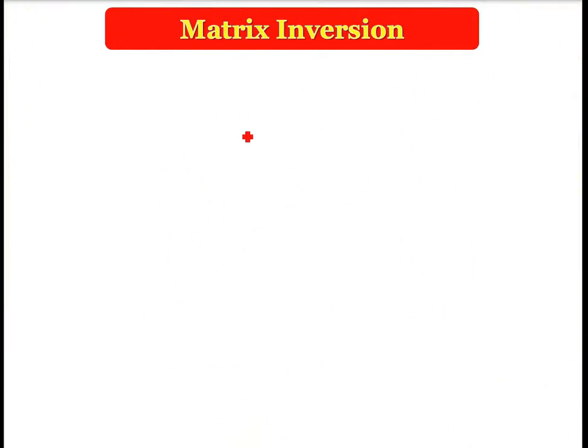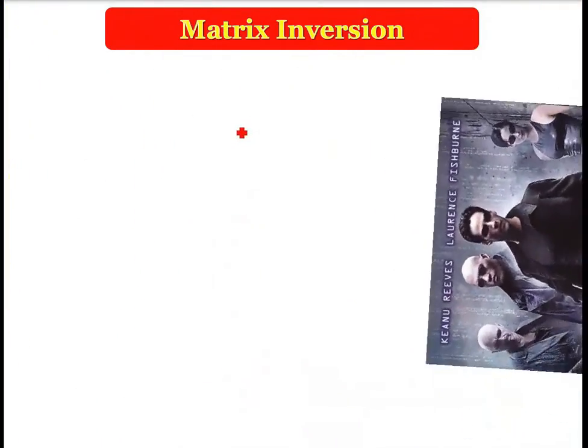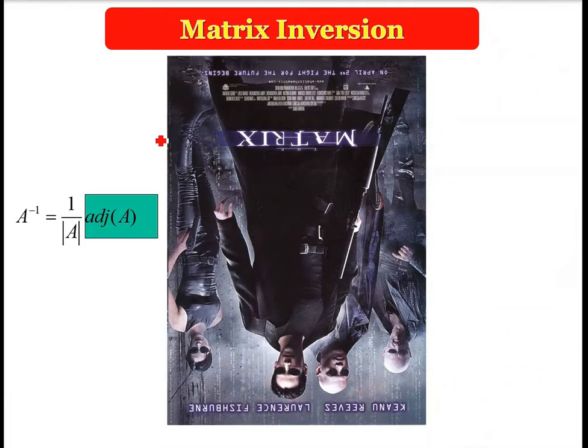Inverse of a matrix, or matrix inversion. There are multiple ways to find the inverse of a matrix. The basic one is this: you need to understand the adjoint of A and the determinant of A, and this is the inverse.